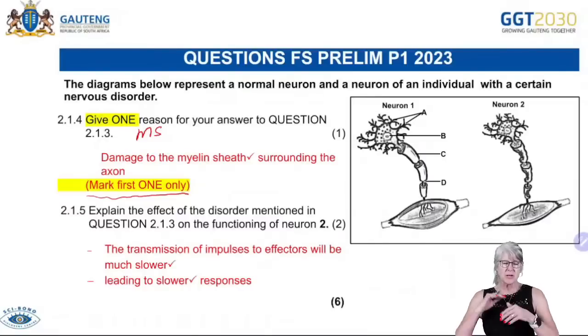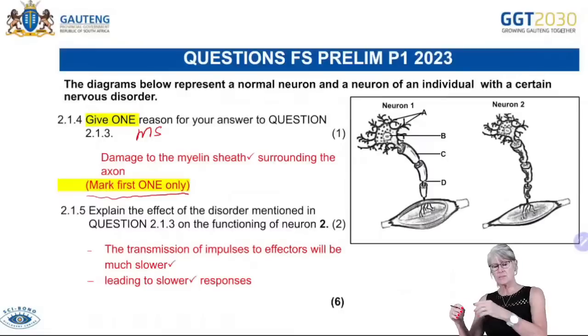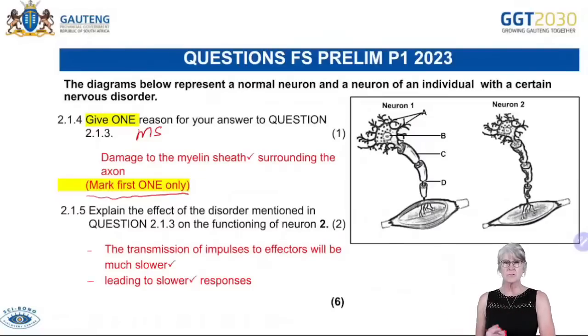Sometimes we start answering the question and we're not so sure, but then as we write, we become clearer. And then the second point we write down is the one that actually is the correct one. In that case, cross that first one out. Okay, because they are only going to look at your first answer. All right, so that's why I've highlighted that. It's also very important to follow the instructions of the questions. In that way, you are also able to maximize the amount of marks you're going to get. All right. So the one reason why it is MS or multiple sclerosis is that it's damage to the myelin sheath that surrounds the axon.